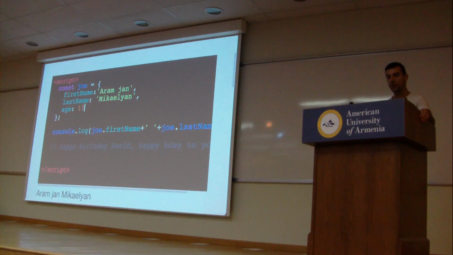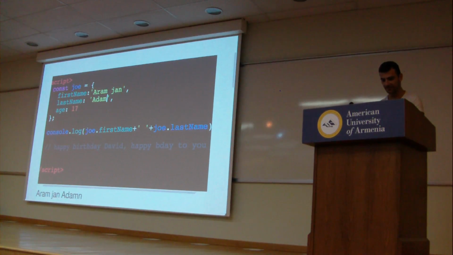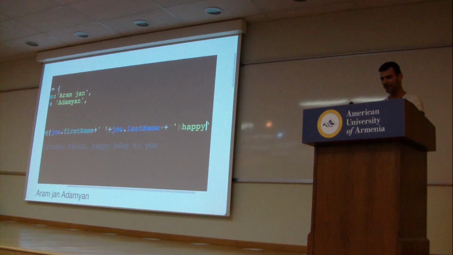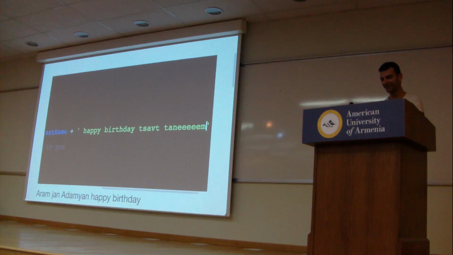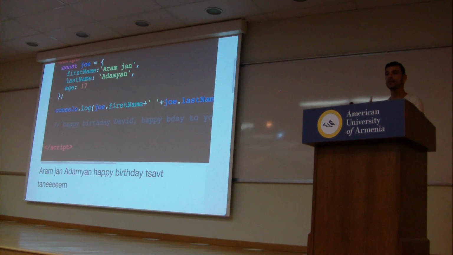Right. Okay. So look. He used to be 17. We console logged Aram Can. I'm going to concatenate this with the string. Yeah, cool. Okay, then, now that it's his birthday, we want to change his age.